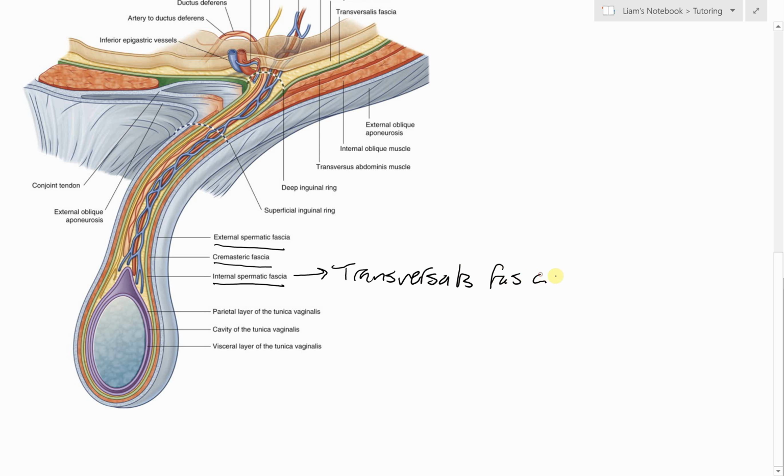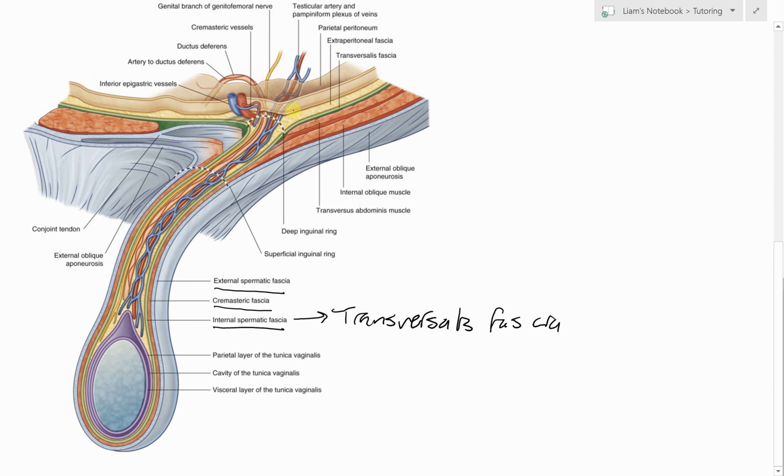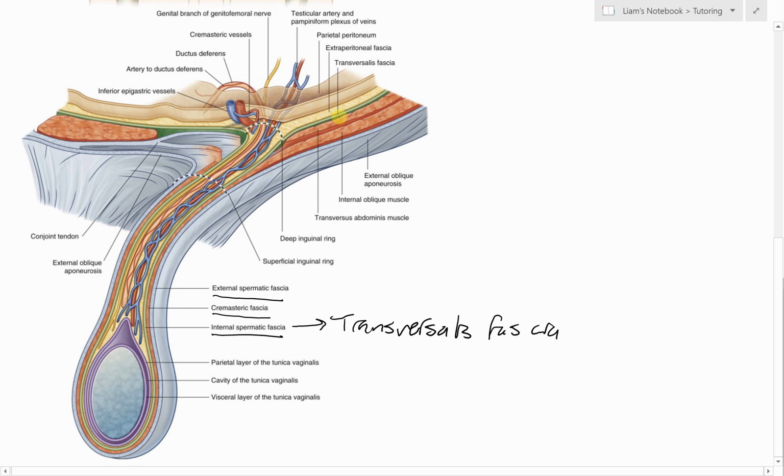So the internal spermatic fascia, that is derived from the transversalis fascia. Man, it'd be good if I learned to spell. Transversalis fascia. So it penetrates that deep ring there. You can see here the transversalis fascia that we're talking about, and it gets pushed in at this inguinal ligament and wraps around it, forming that deep fascia, right?